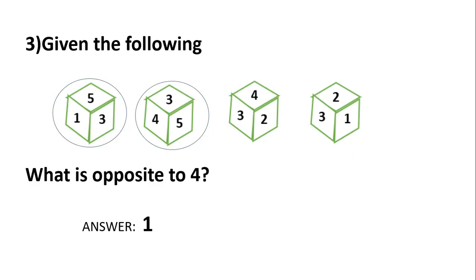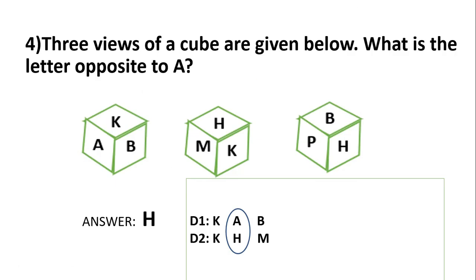Third question. So we are able to identify what is the opposite side of 4. So in this case, we have two sides with common numbers, that is 3 and 5 in this die and 3 and 5 in this die. So the opposite side of 4 is 1. Question 4. Three views of a cube are given below. What is the letter opposite to A?